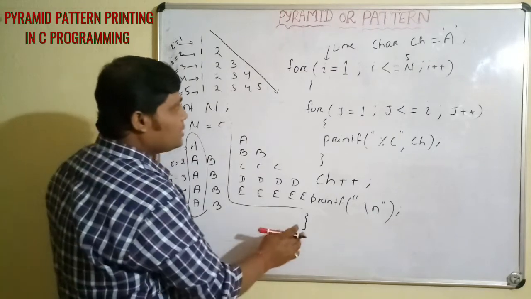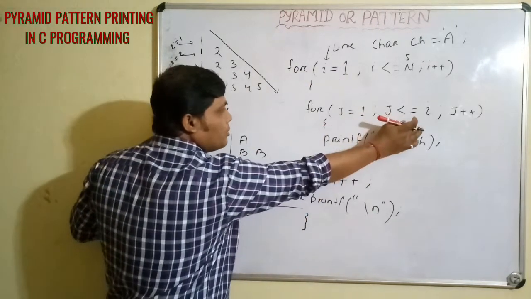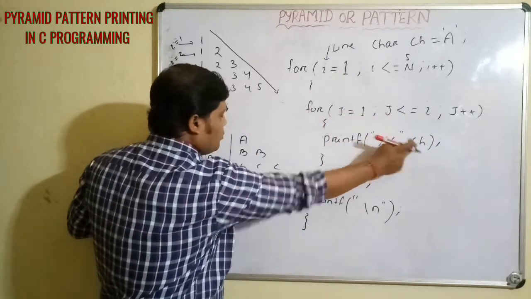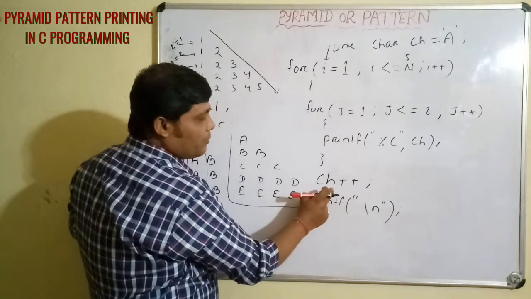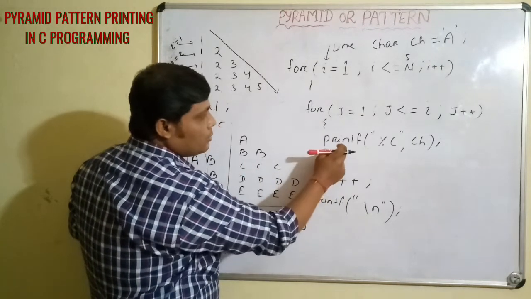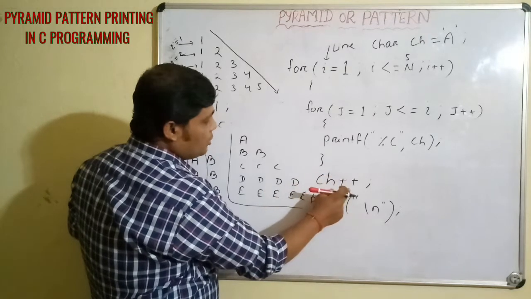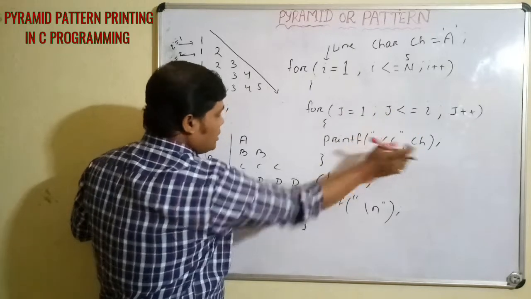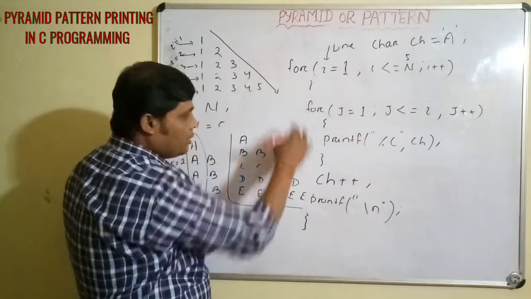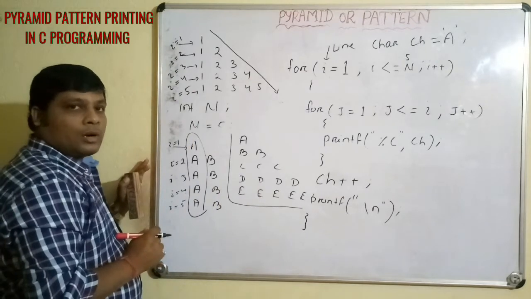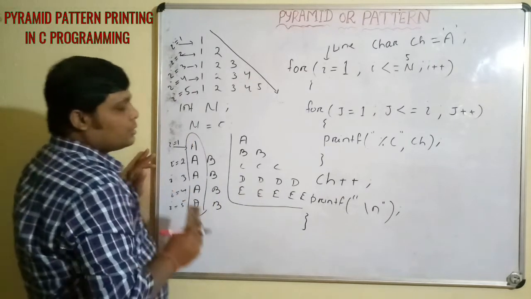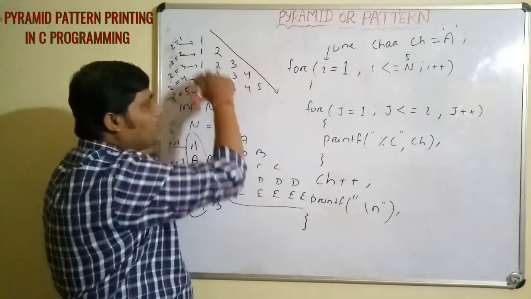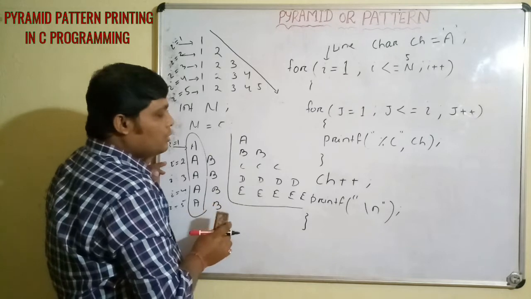Clear? Now we can see for I equal to 1, it will print a one time. I value is 2, it will work for 1 and 2, it will print ch value b, b, because ch is modified before. Then again for I value 3, ch will be c, and for I equal to 3, it will continue 3 times and print ch value c. Like this, it will print this pattern. Understood? This is the logic how to print this type of pattern. Clear?